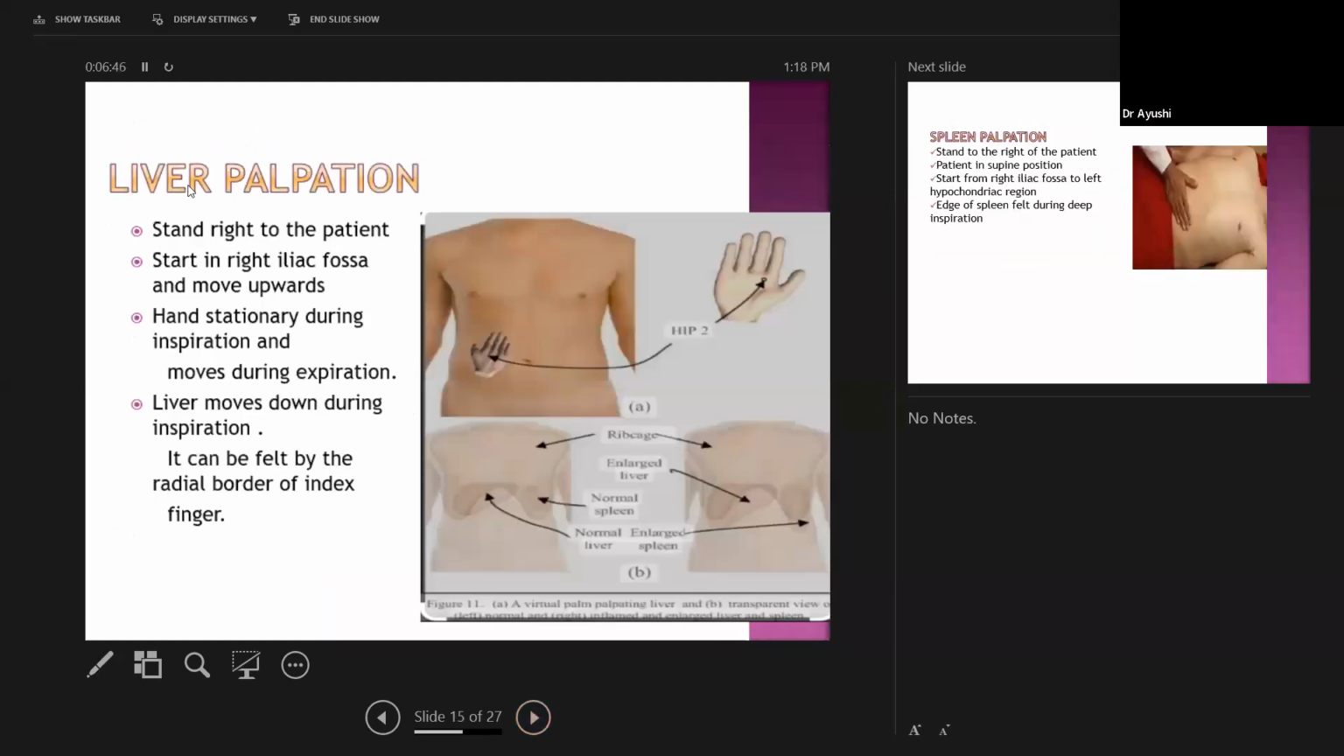Then we will come to organ palpation, that is, liver palpation. We always have to stand on the right side of the patient, starting from the right iliac fossa and moving upward. The hand should be stationary during inspiration and move during expiration. The liver moves down during inspiration. It can be felt by the radial border of the index finger.